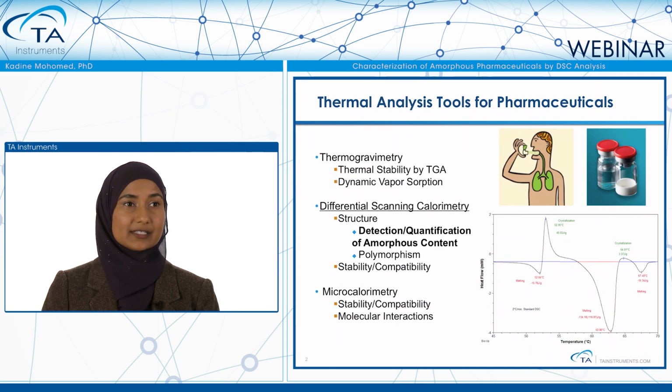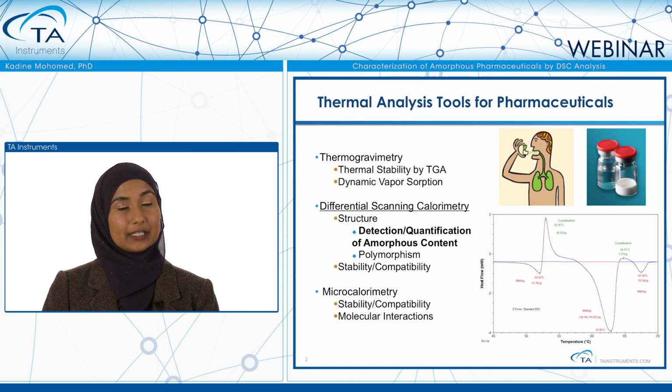As off-gases are evolved from the sample, if the technique is connected to an FTIR or a mass spec, we can begin to chemically identify the gases coming off.